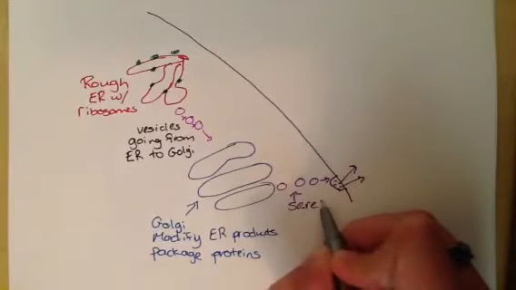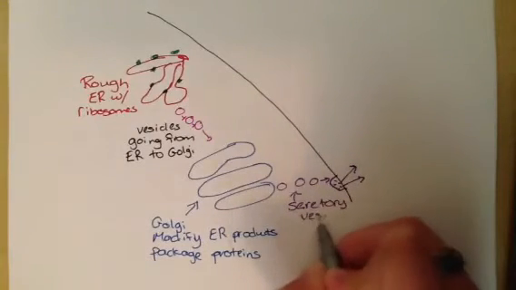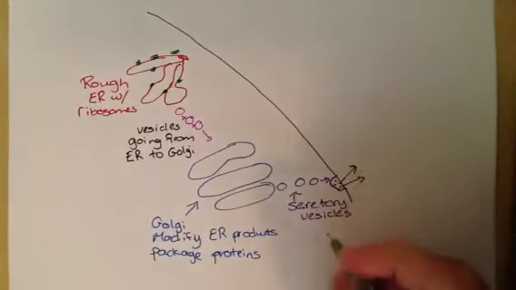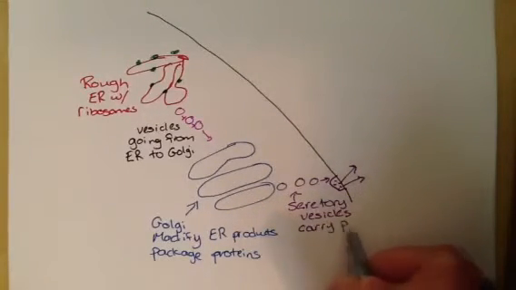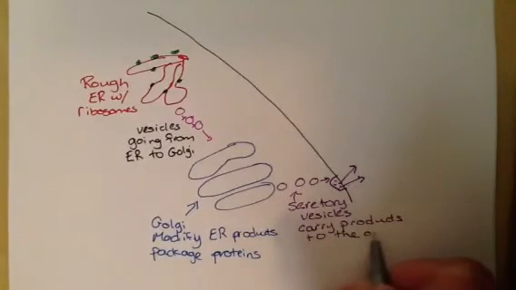So these are called secretory vesicles that carry products to the outside.